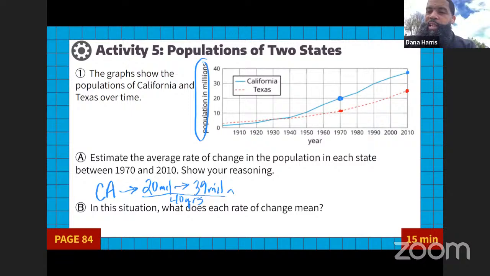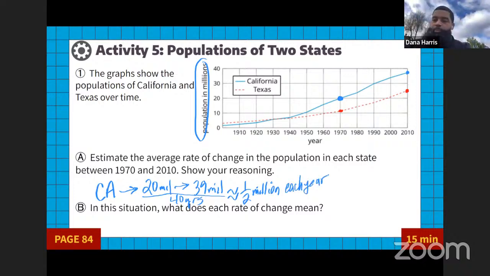So we can say that the population increased basically about 500,000 each year. Okay, and these are estimations. We're not doing exact numbers here. Notice in the numerator, we talk about the change in population, which is the Y value or dependent variable. And in the denominator, we have the 40-year change, which is the independent variable, right? And remember, with slope, it's still Y over X, okay?